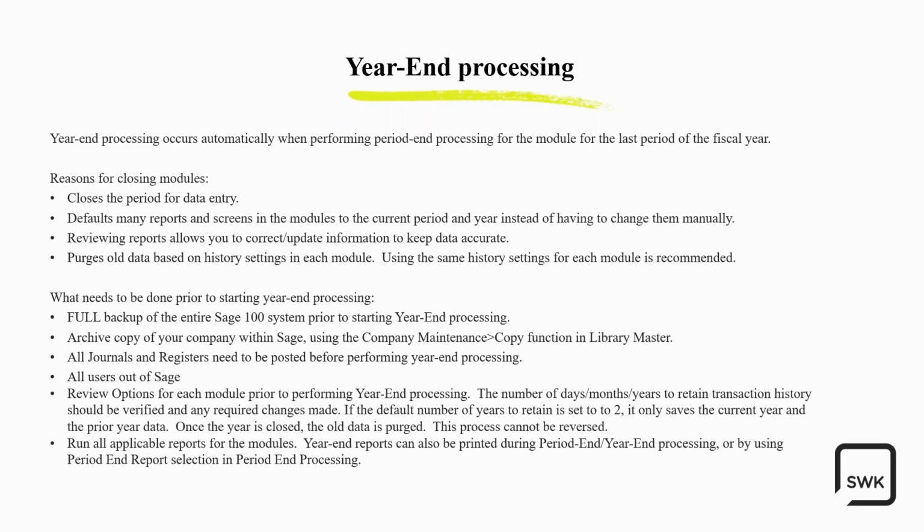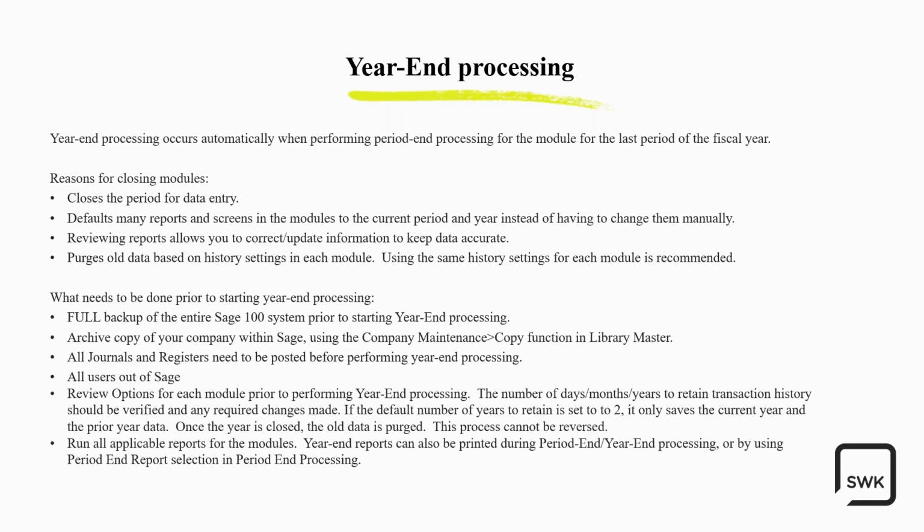All registers and journals for all of your modules should be posted before performing your year-end processing, and users should be out of Sage while you're doing your period end processing to avoid getting a file in use message when you're trying to do your updates. We're going to go in and review the options for each of the modules that we're going to look at before we go through the year-end processing processes.